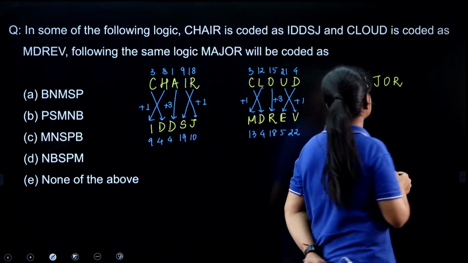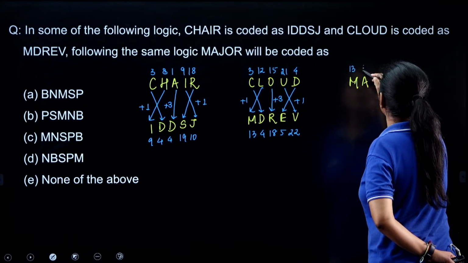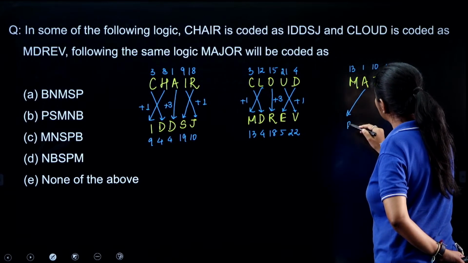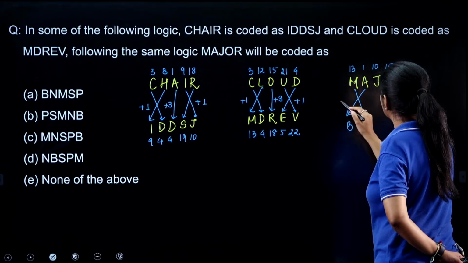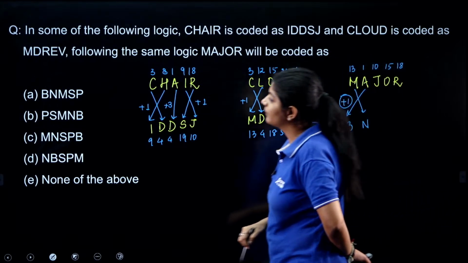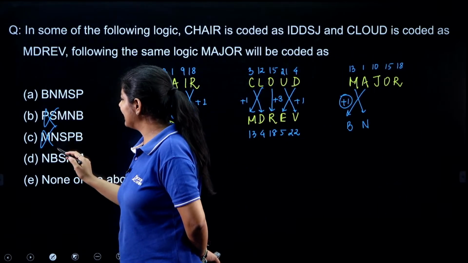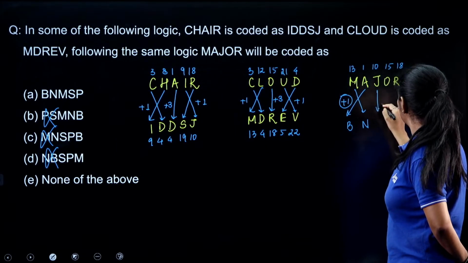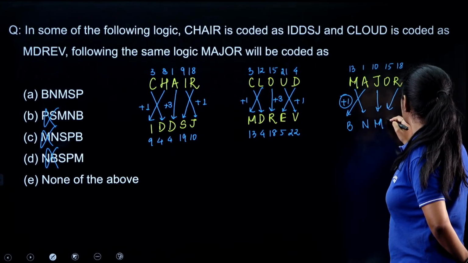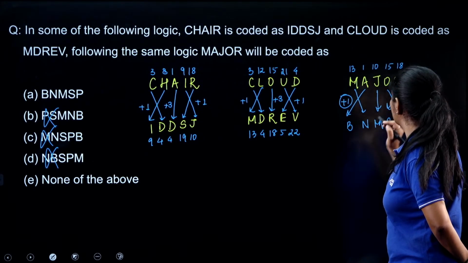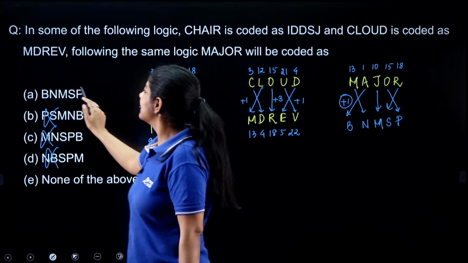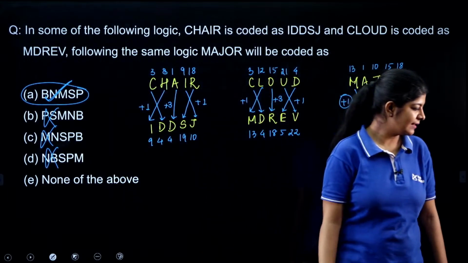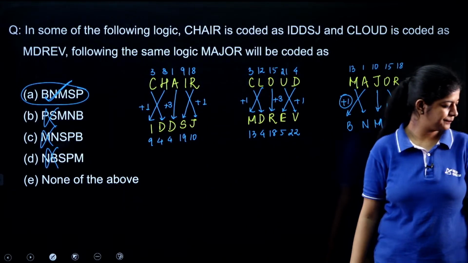Now, we need to apply the same logic with this one. So, 13, 1, 10, 15, 18. My answer should start with B and afterwards I need N, as I added +1 in it. Options B, C and D are eliminated. I only need to check whether option A is correct or not. +3, M, S, P. Do we have that in option A? Yes. That means option A is the correct one, right?